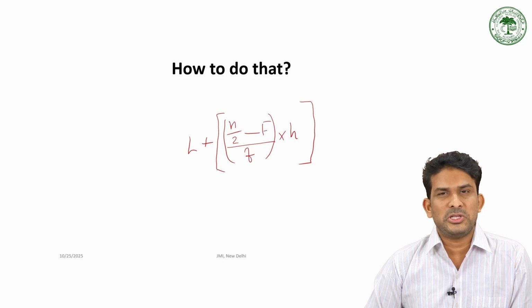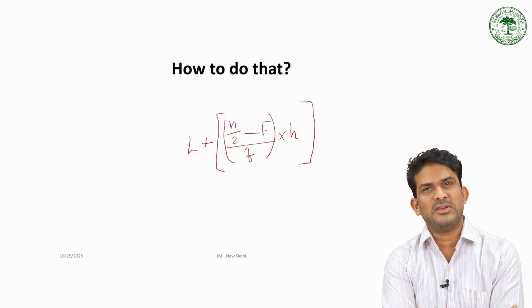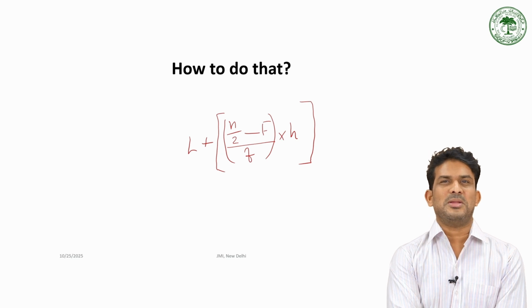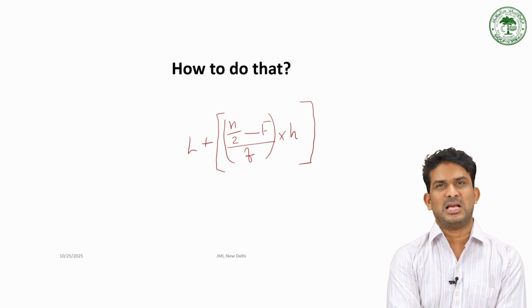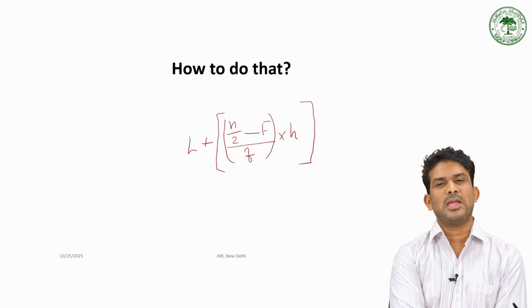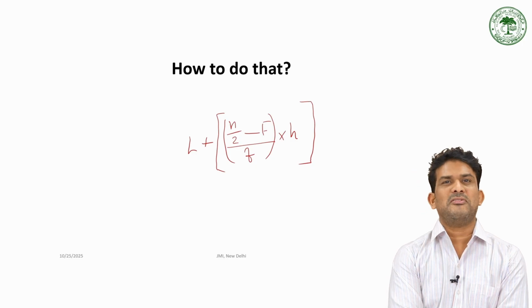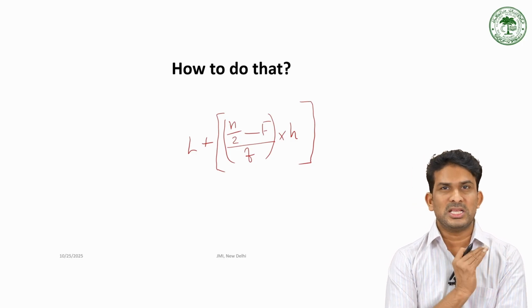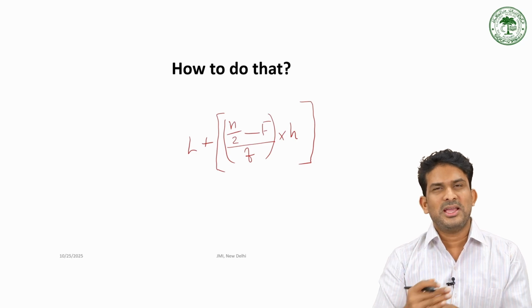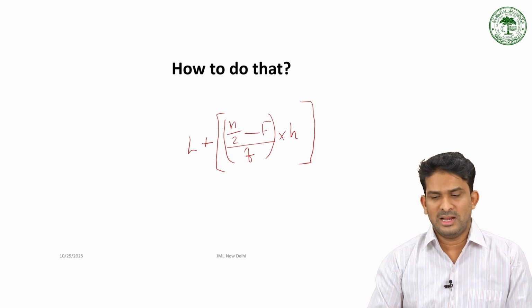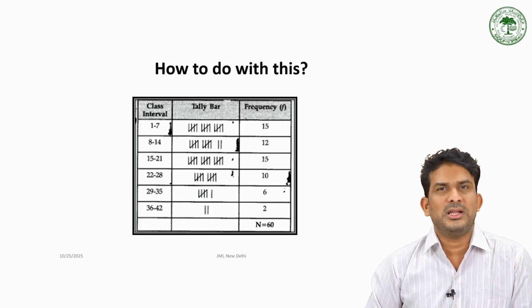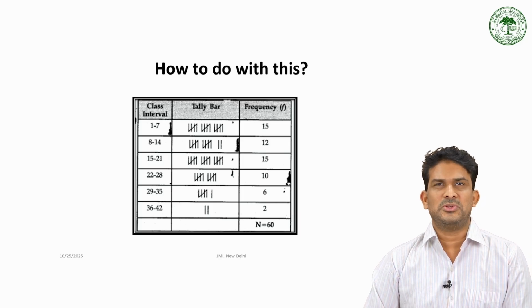Again, you have already identified n by 2. What is capital F? It is the cumulative frequency of the class preceding the median class, just before the median class, that is lower in size. What is small f? It is the corresponding frequency of the median class, not the cumulative frequency. It is the frequency. What is h? H is the class width. Clear? Now we are moving to another calculation where it is an inclusive distribution.